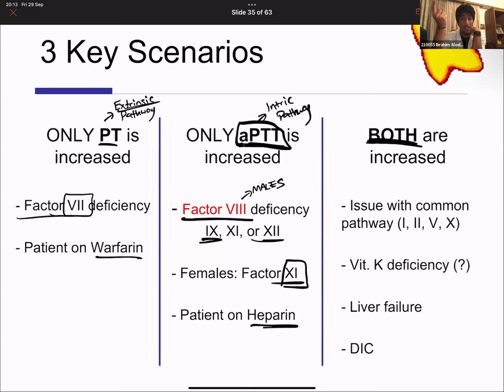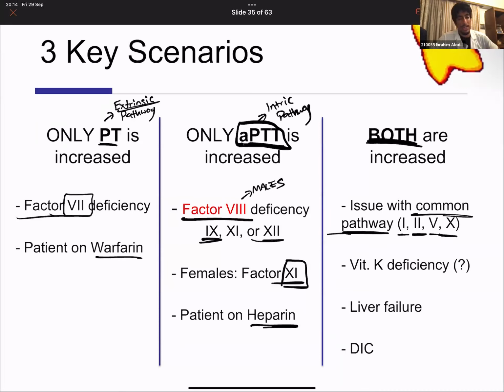But if only one of them is elevated and the other one is normal, that means that it's for the specific factors in either the extrinsic or intrinsic pathway. However, if both are elevated, that means that there's an issue with the common pathway because both are also testing the common pathway. Okay? So if both are elevated, that means you have an issue with factor 1, factor 2, factor 5, or factor 10. Any of those could be true. All right? Or you're going to have a vitamin K deficiency.